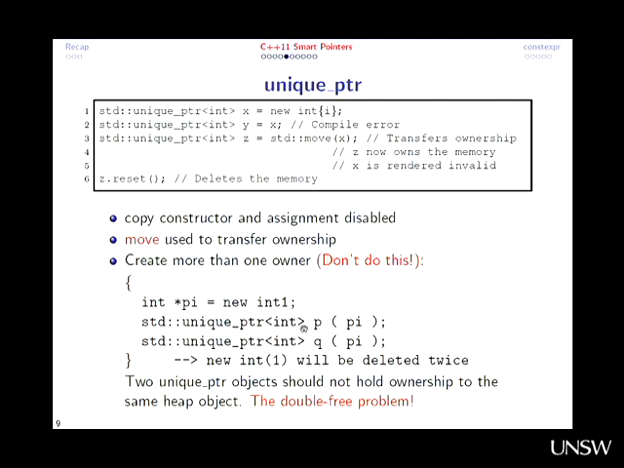Now the problem is, because I've got P owning this heap object, and Q owning the same heap object, even though these are both unique pointers, when they go out of scope, that one piece of memory that was created will get deleted twice. So do not create two unique pointer objects to hold the same previously created heap object. It brings back the double free problem, and it violates the idea of things having exclusive ownership.